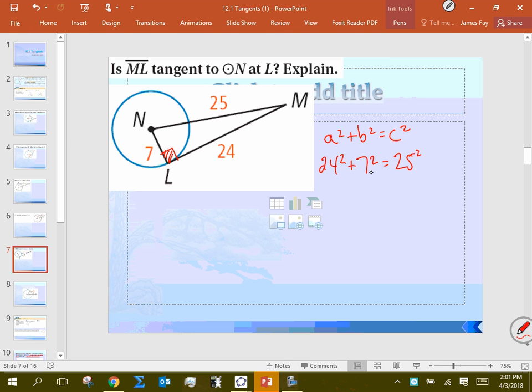We want to see, is this true? If it's true, this is a right angle, right? If c squared is bigger, this would be an obtuse angle, or if it's smaller, this would be an acute angle. And that would ultimately tell me that that line intersects either no times or 2 times. But if it's equal, it tells me that this line intersects exactly 1 time with the circle. So what's 24 squared? Anybody know?